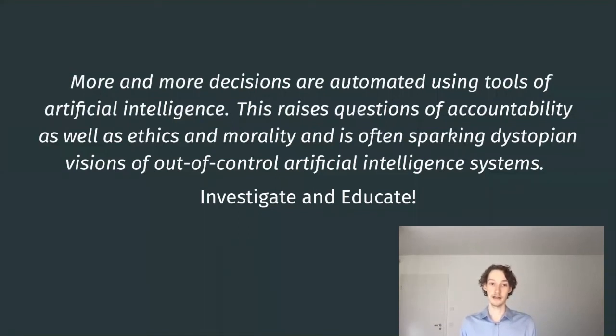Our artificial intelligence systems are often accompanied by visions of out of control AI that's generating these dystopian societies. So it's really important that we investigate as a community these systems and come up with guarantees and theories. And it's also really important that we educate the public about AI and its limitations as well.